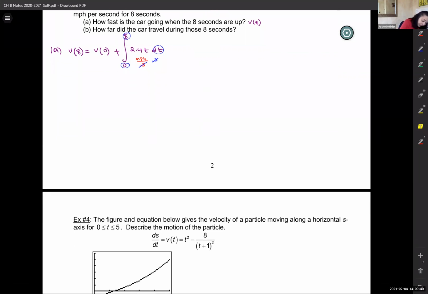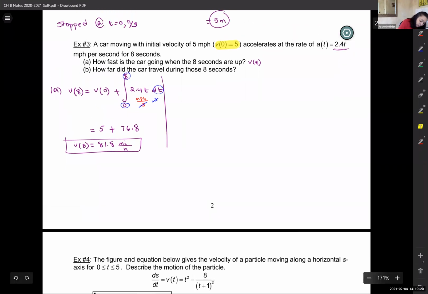So let's see. V of 0 was 5 plus, you integrate that, and I know at this point you guys know how to integrate. After all is said and done, we get 76.8 for the integral. So V of 8 is 81.8 miles per hour.